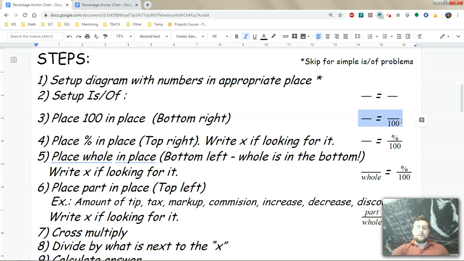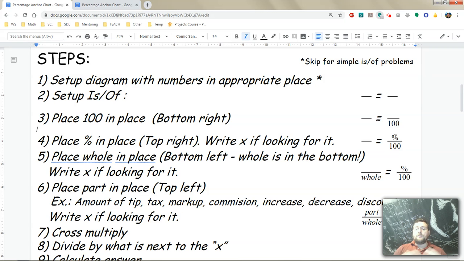Then I read the problem and try to find what is the percentage that's in this problem. What number is attached to a percentage sign? And I put that on the top right here. Now, sometimes percentage is what you're looking for. There isn't any number attached to a percentage sign. If that's the case, you put an X on the percentage sign instead.